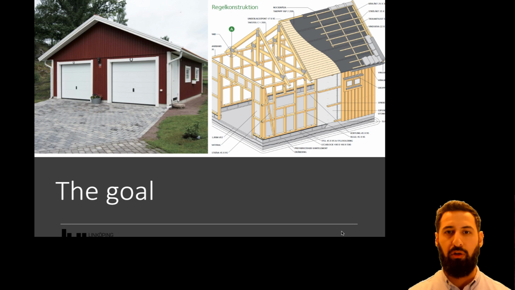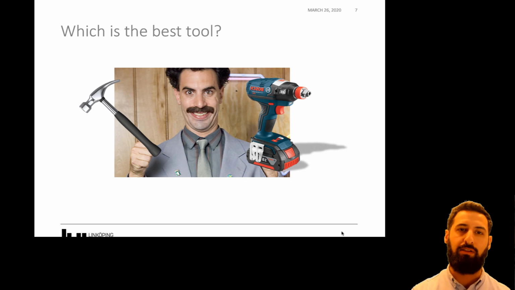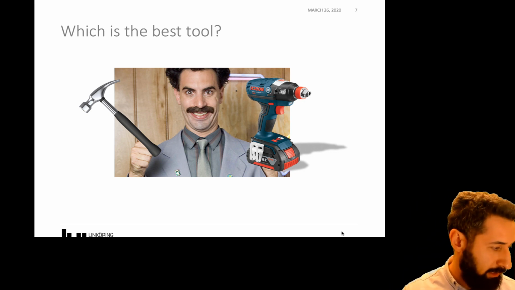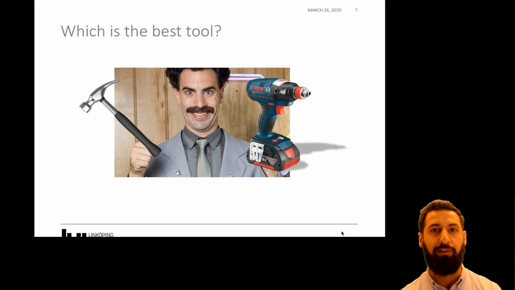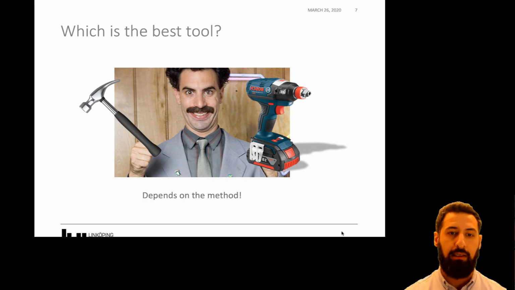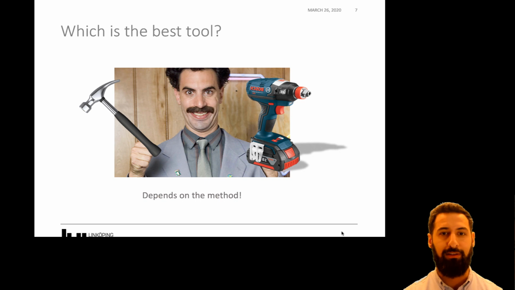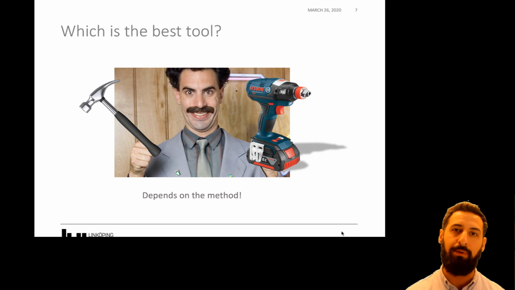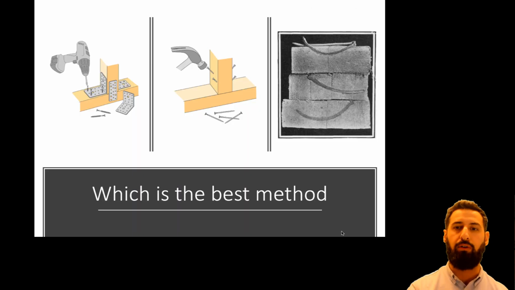So let's say that the goal is to put some beams together. What is the best tool? And yeah, this is some kind of a trick question, mostly because by now you've probably figured out that maybe the power tool is not the most effective or the best tool. And I would say that it actually depends on the method. So depending on the resource, the hammer could be the best tool, or the power tool could be the best tool.